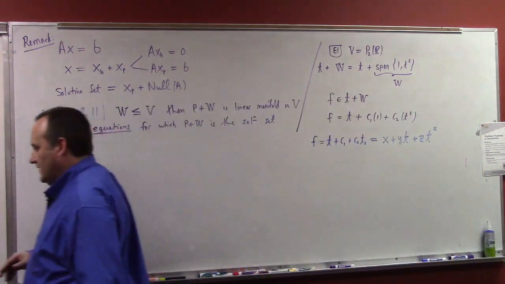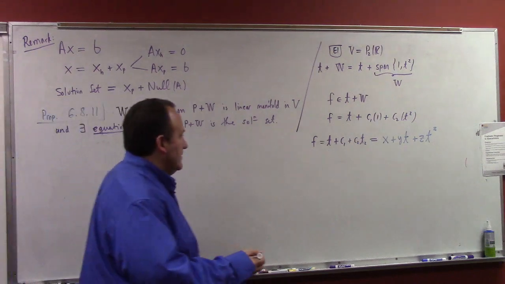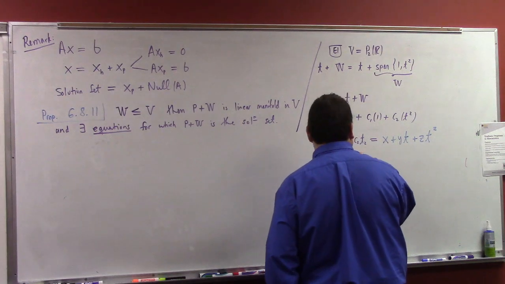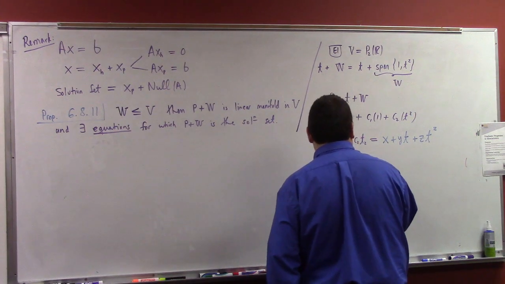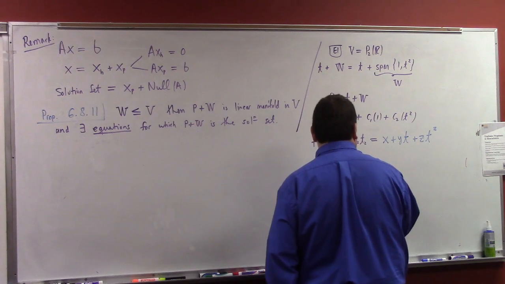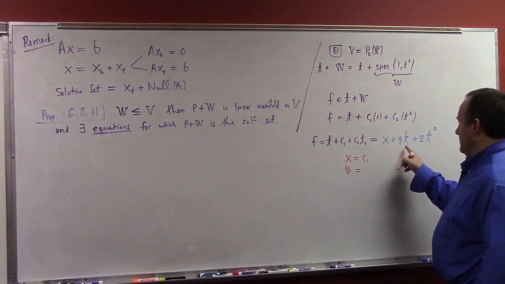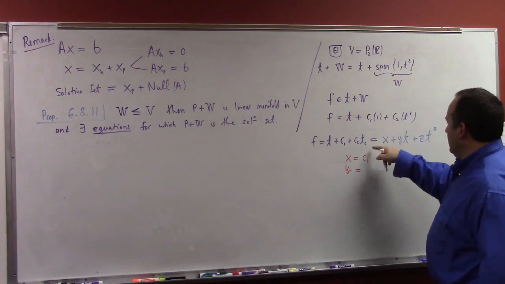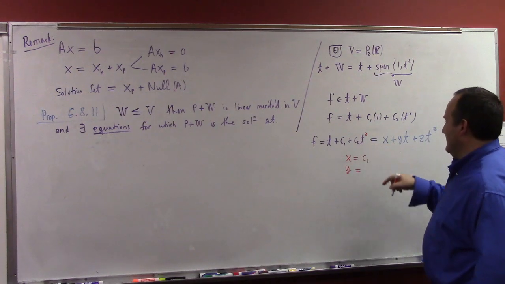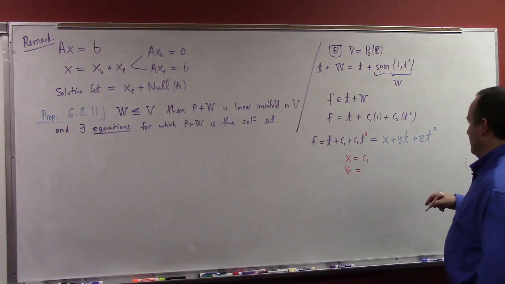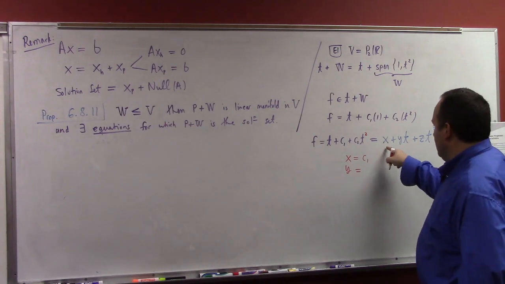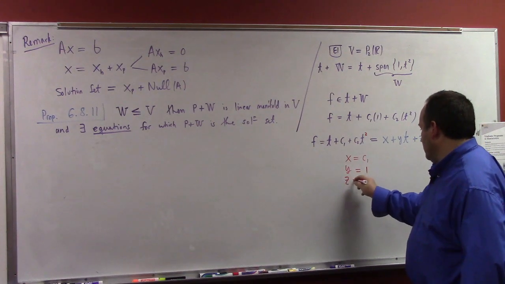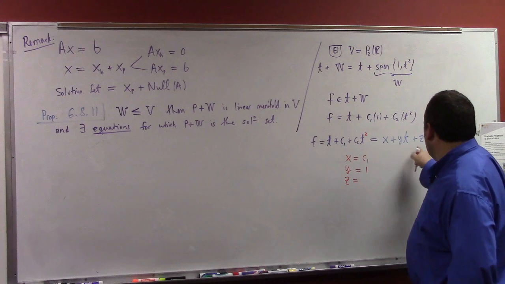Then we can equate coefficients, right? And I'd get X equals C1, Y equals, that's supposed to be a T squared, yes, on the other side, thank you, my bad, C sub 2. So X equals C1, Y equals 1, Z equals C2.